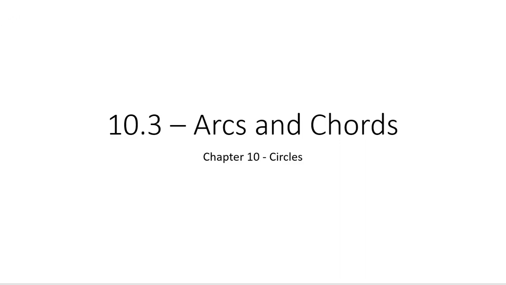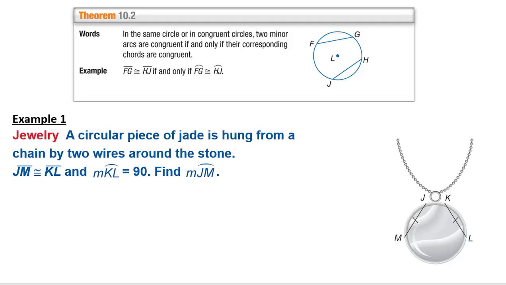Today we're going to be talking about arcs and chords and their relationships in circles. Theorem 10.2 says that in the same circle or congruent circles, two minor arcs are congruent if and only if their corresponding chords are congruent. That means if we have the chords congruent, then these arcs are going to be congruent. And the converse of that is also true. If I have my arcs congruent, then the chords are going to be congruent.